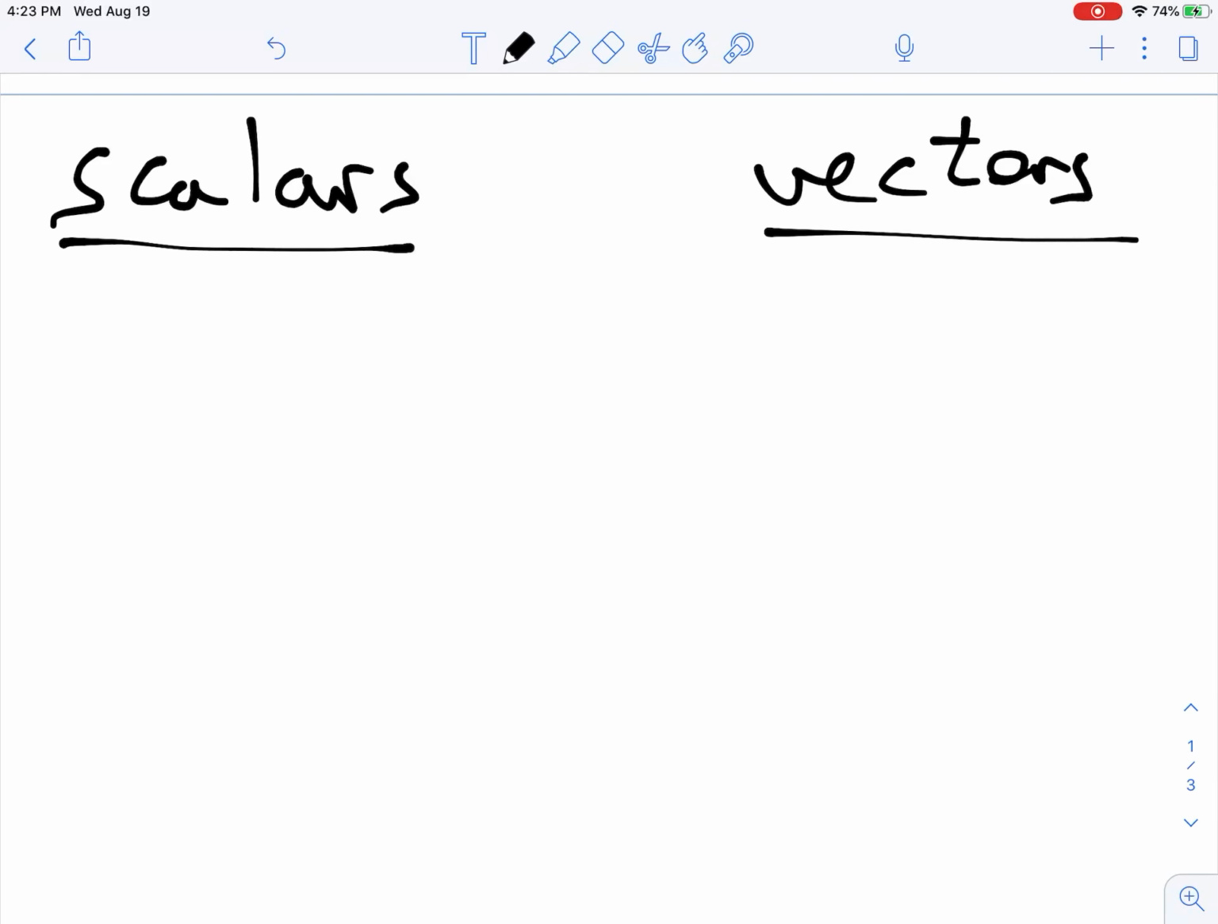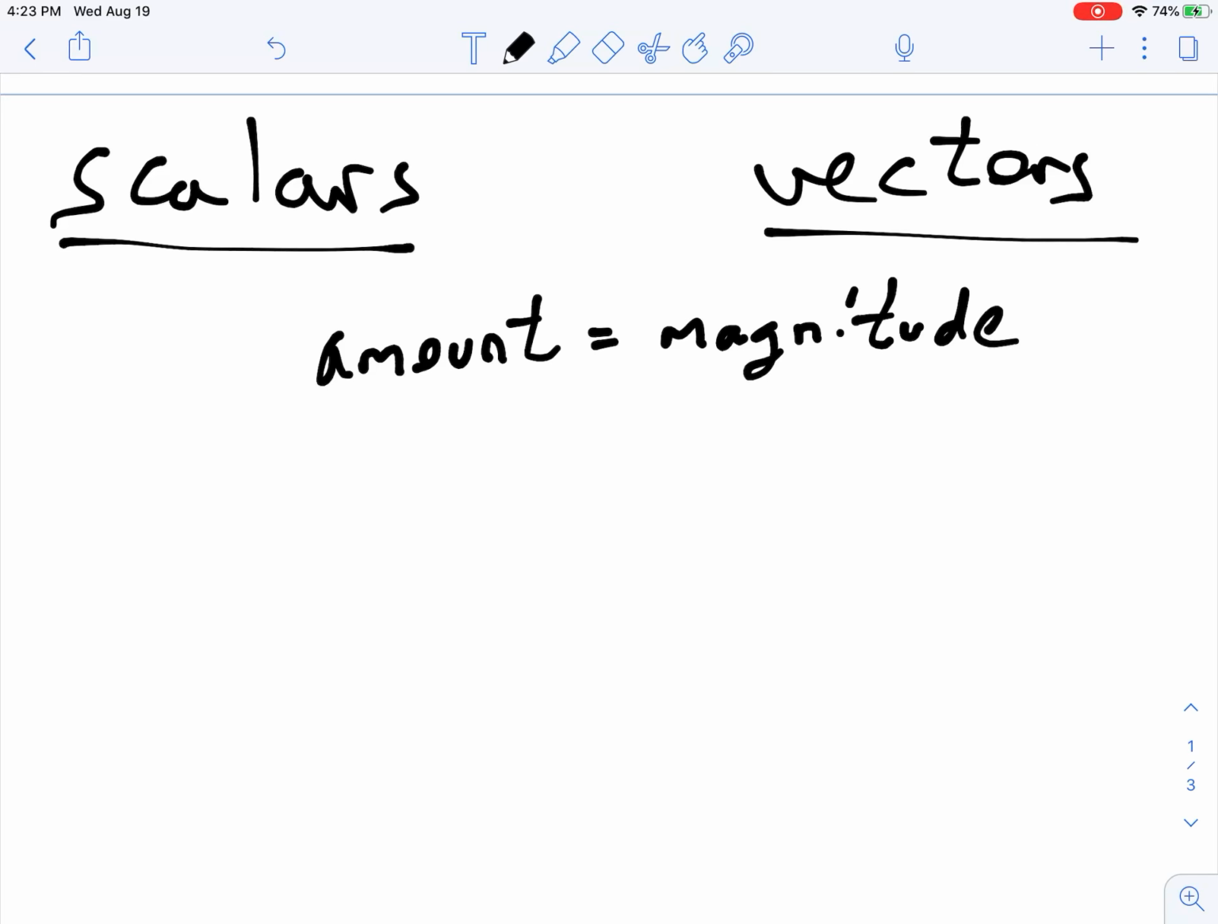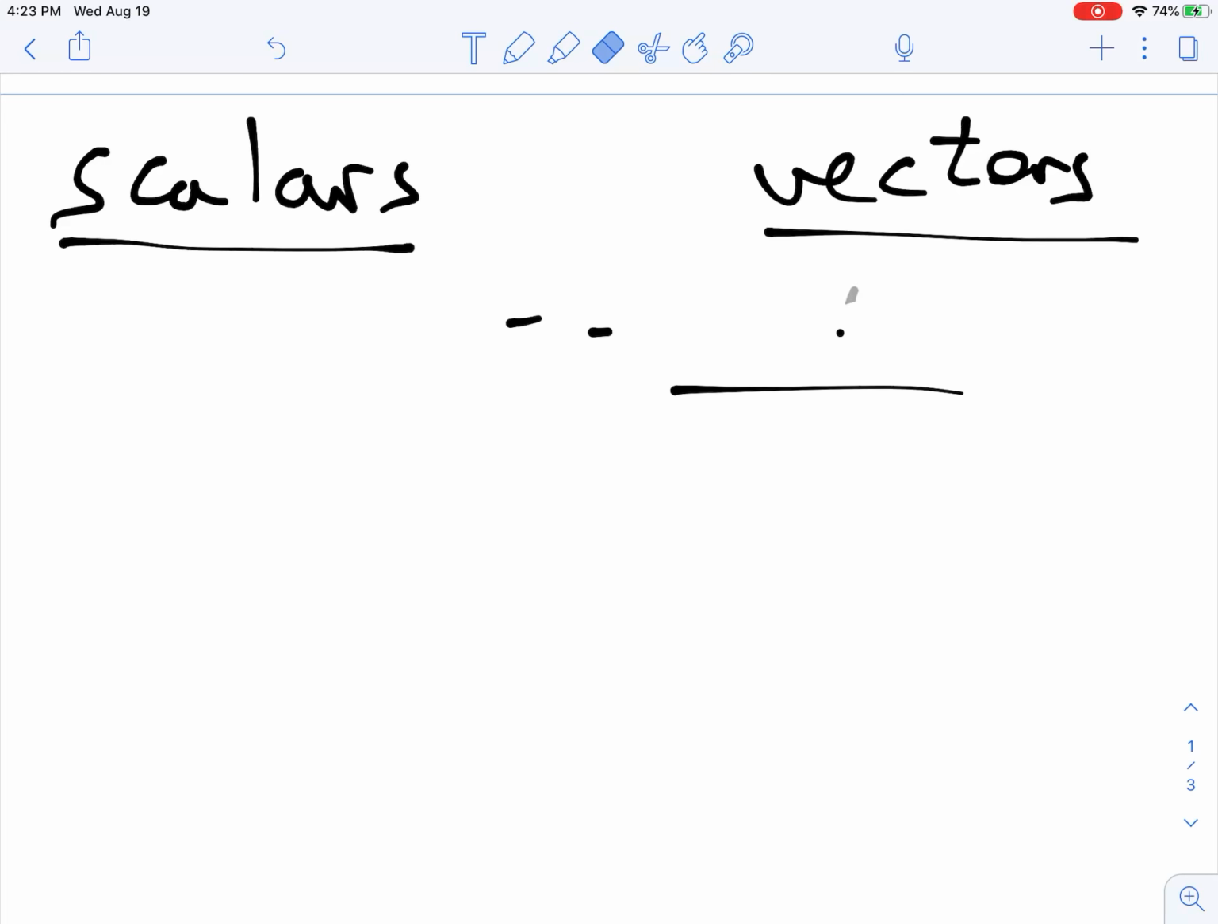How many apples are in my basket? There are 7 apples in my basket. 7 would be the scalar. 7 is not telling me anything other than the amount. A fancy word for the amount would be magnitude. We are going to say magnitude a whole lot this year. So it's good to get used to it. A fancy word for amount is magnitude. Let's get that out of the way. I don't know why, but I kind of like erasing.